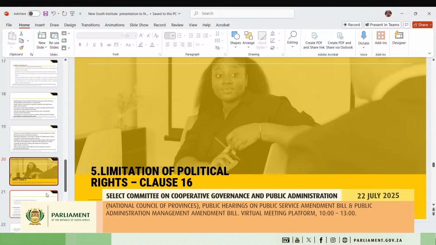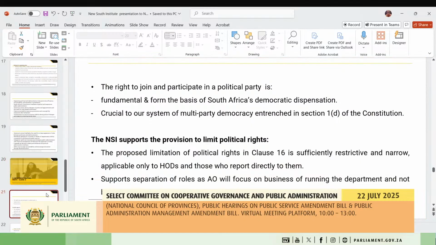And they will be citing incidents where I couldn't fill vacancies because the minister was not available for interviews, when you deal with vacancy management, especially at a senior management level, or for this or that reason. Limitation of political rights is another issue that we talk to.